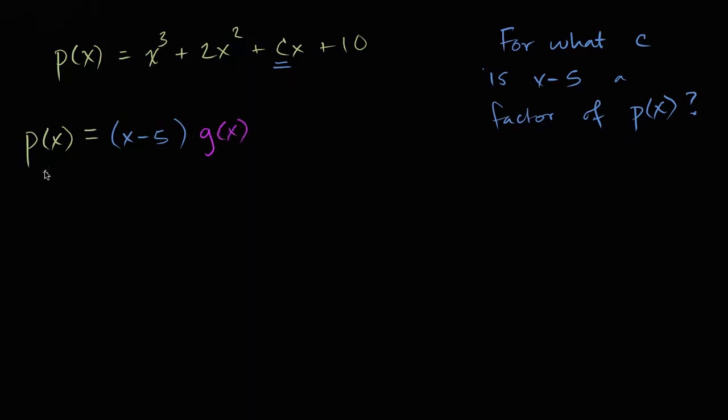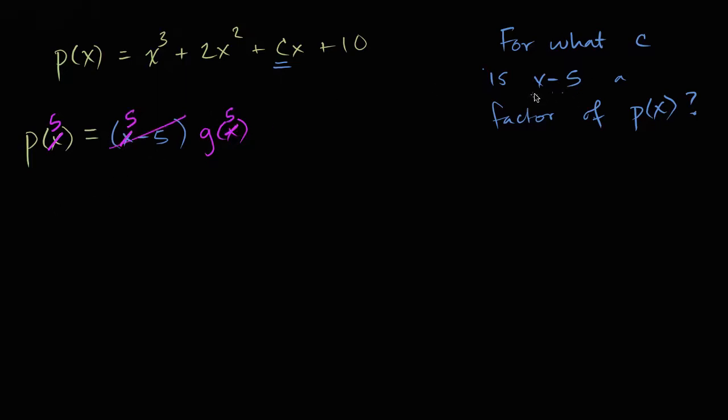And so what would p of 5 have to be? Well, p of 5 would have to be 0. 5 would have to be a root of this polynomial. You see it right over here. If you replace this with a 5, then this is going to be a 5, and it doesn't matter what g of 5 is. This is going to be 0.